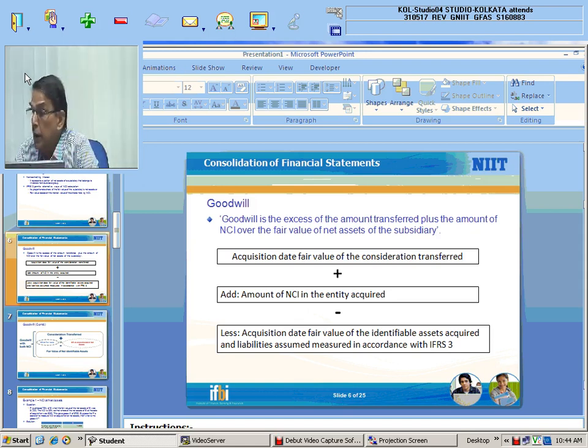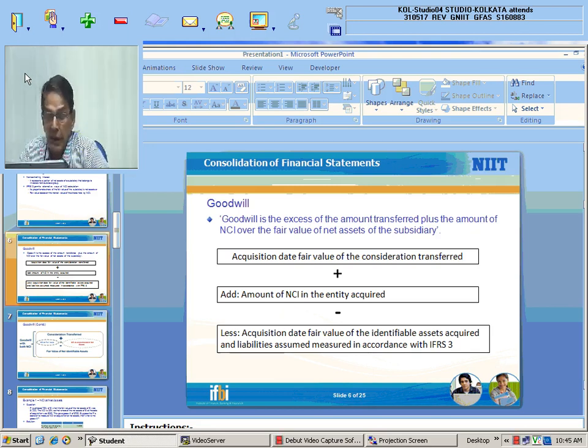The fair valuation will be done on the date of acquisition. So acquisition date fair value of the consideration transferred, add amount of the NCI in the entity acquired, minus acquisition date fair value of the identifiable assets acquired and liabilities assumed measured in accordance with IFRS. See, that gives us the goodwill. So goodwill is nothing but the difference between the sum of the acquisition date fair value of the consideration transferred and the amount of NCI in the entity acquired, minus the acquisition date fair value of the identifiable assets acquired and liabilities assumed measured in accordance with IFRS 3.